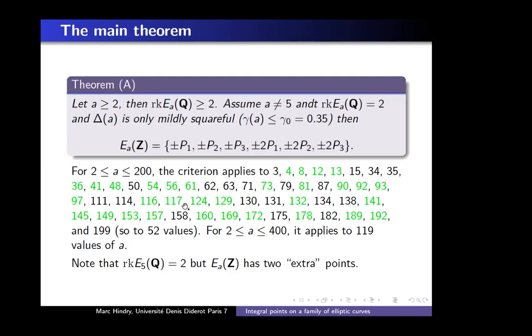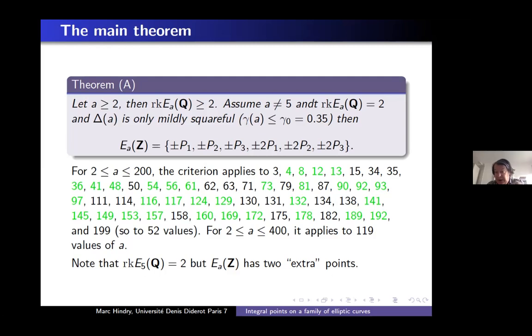When you look at the values of A, to do the comparison with the Lee-Louboutin criterion, first you will notice that I've written the list between 2 and 200. The criterion applies to all these numbers. So the numbers in black are those which were already appearing in Lee-Louboutin.